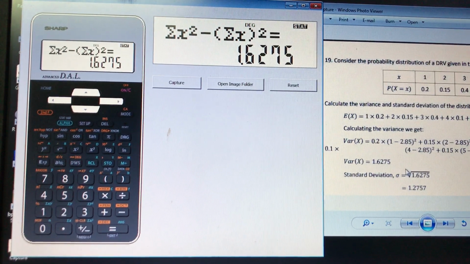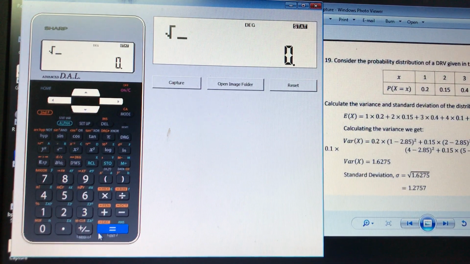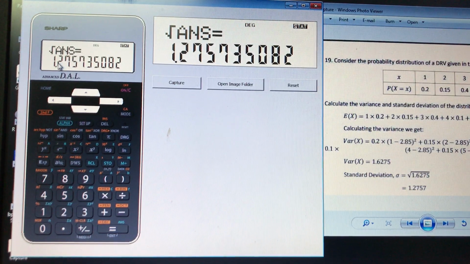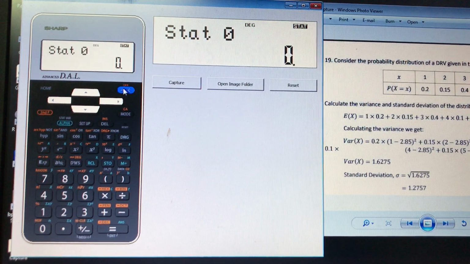And remember that a standard deviation is just the square root of our variance. So we can go square root of our answer, which equals 1.2757, and there's our standard deviation. The button for standard deviation is above number 6. You can see that funny looking shape, the upside down q, that's lowercase sigma.